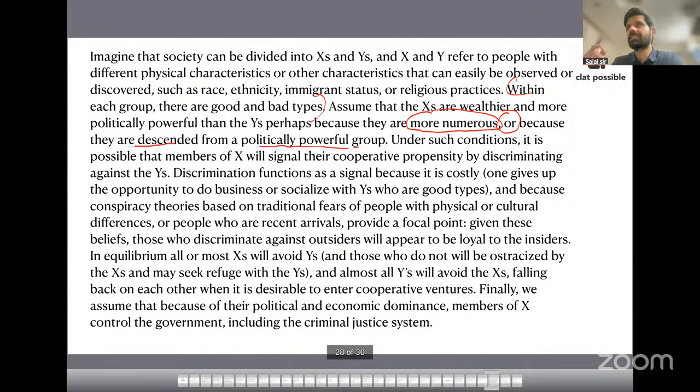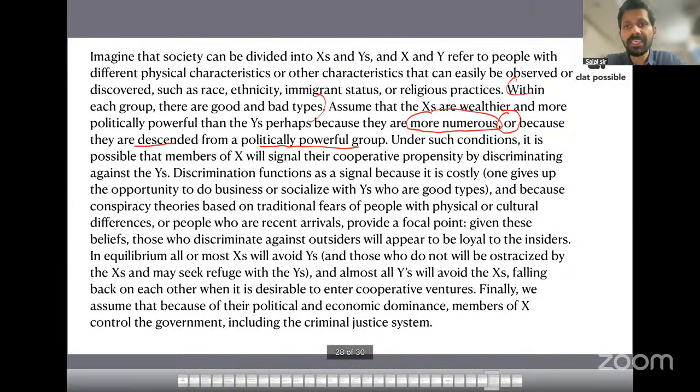So either it's an instance of majoritarianism. They are large in number, their grouping is bigger, and therefore they wield more political power. Or it could be the case that they are politically powerful generally, so maybe aristocracy or something is in effect. So either majoritarianism or aristocracy. We don't know what it is exactly, but one of the two.